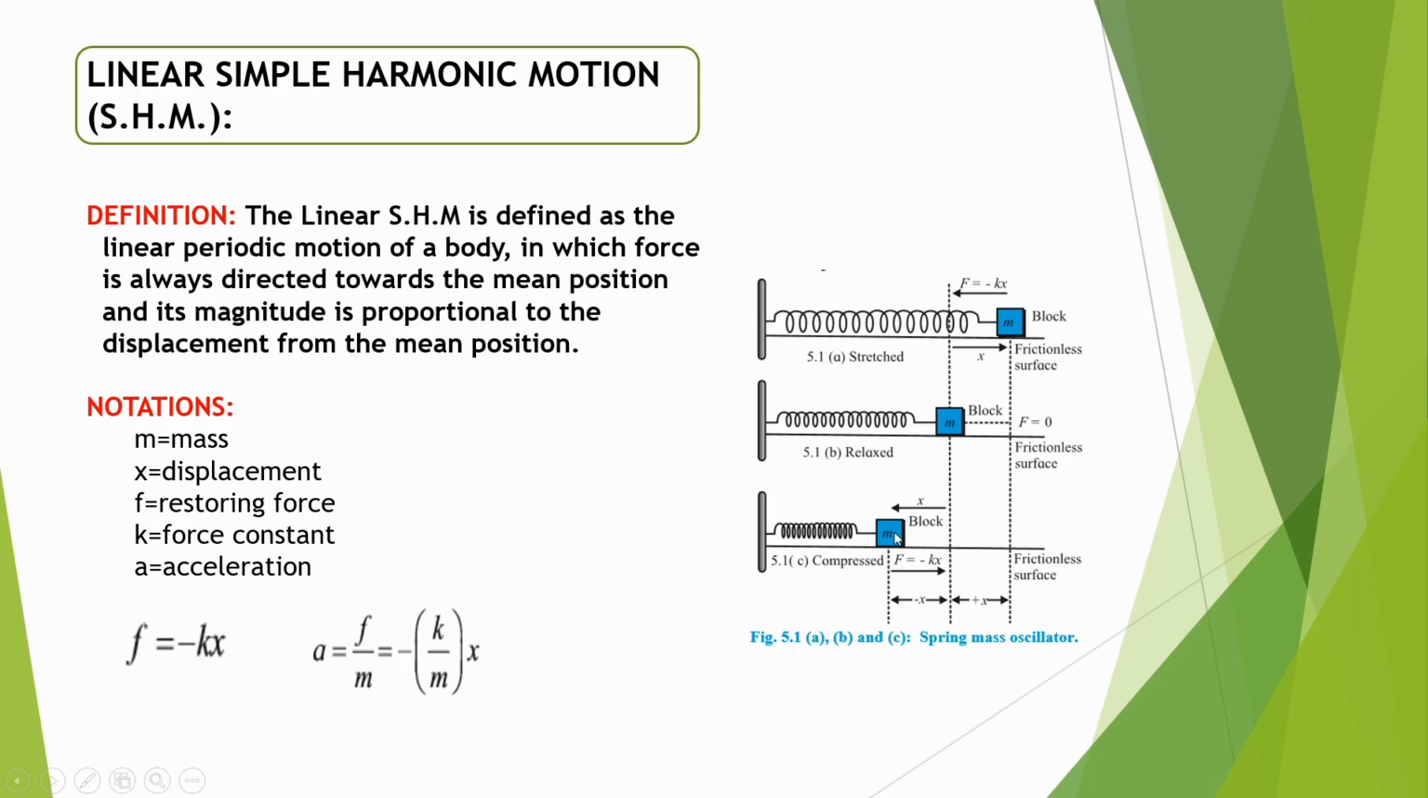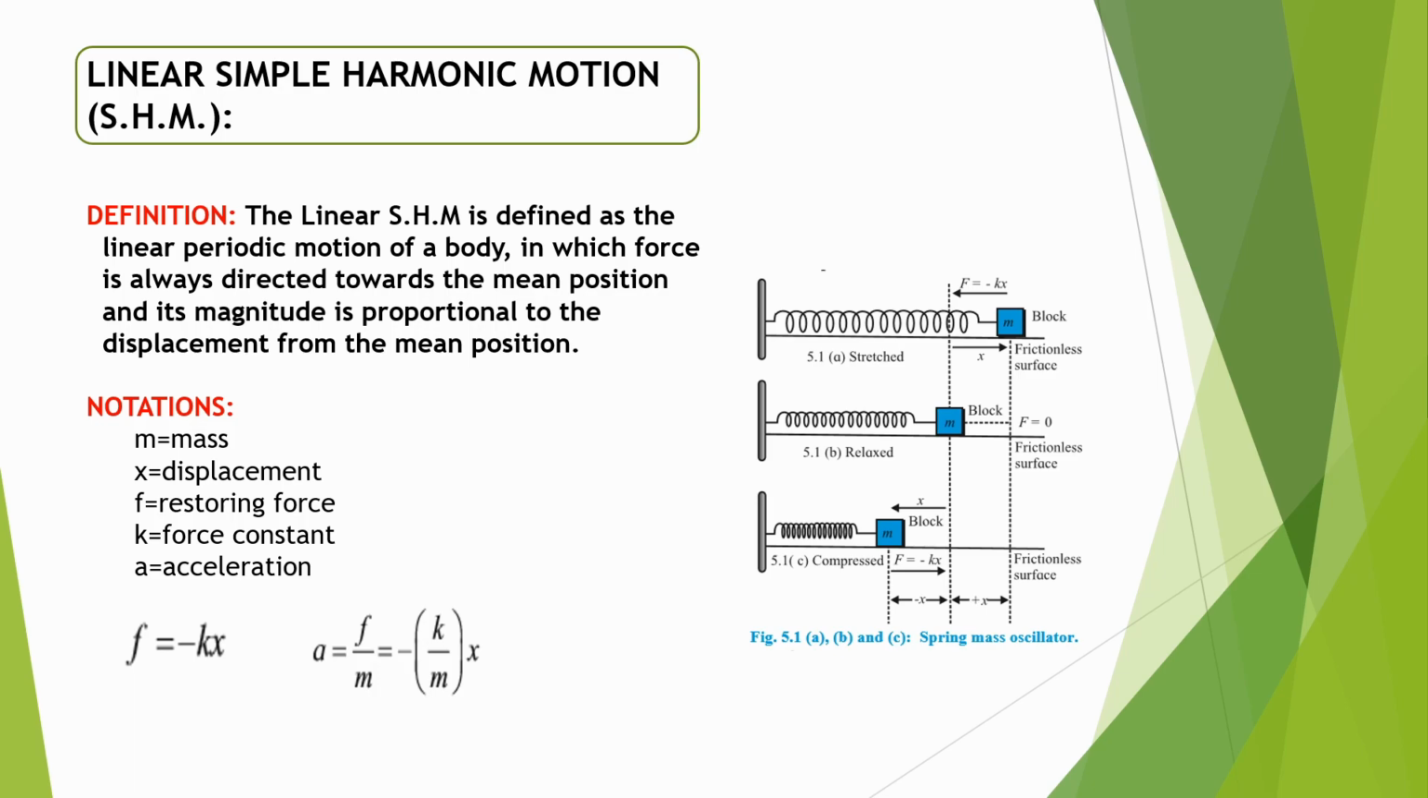The process goes on repeating, which causes the block to oscillate on either side of its equilibrium position, that is, its mean position. Such oscillatory motion along a straight line path is called linear simple harmonic motion.